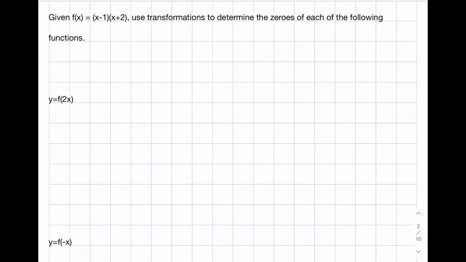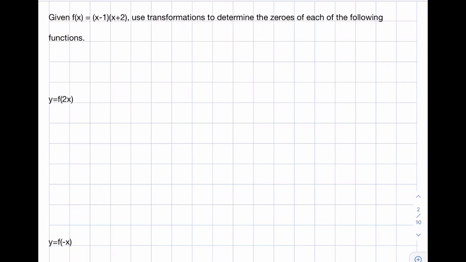Hey guys, in this video we will be looking at a different type of question relating to reflections and stretches of functions. So this problem says, given f of x equals (x minus 1)(x plus 2), use transformations to determine the zeros of each of the following functions.